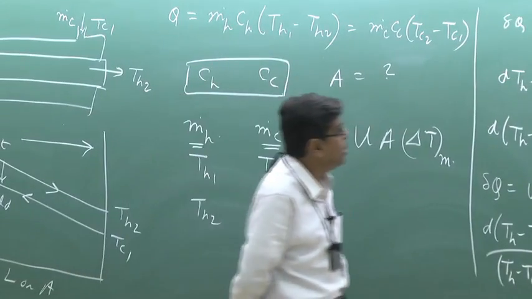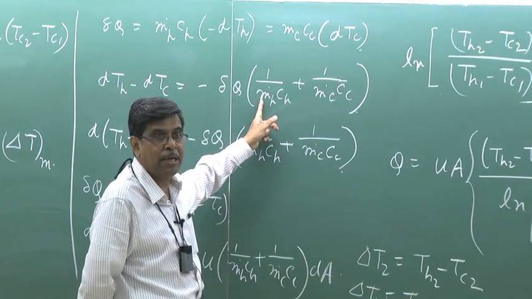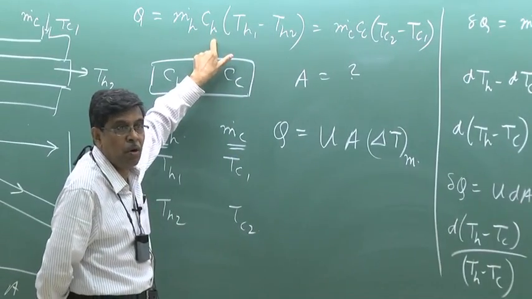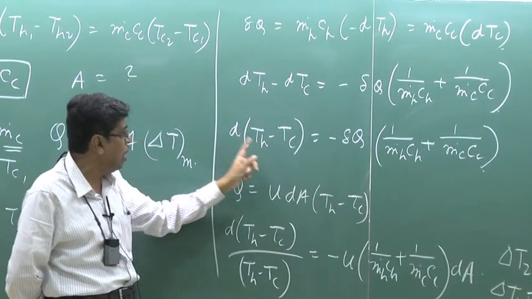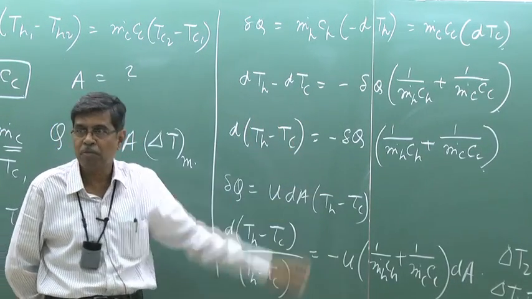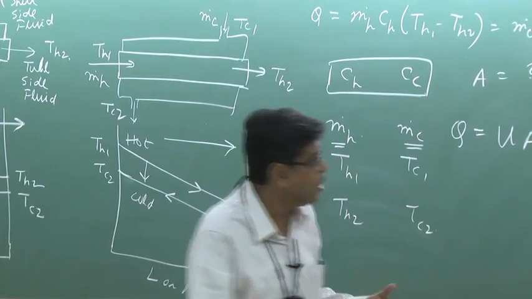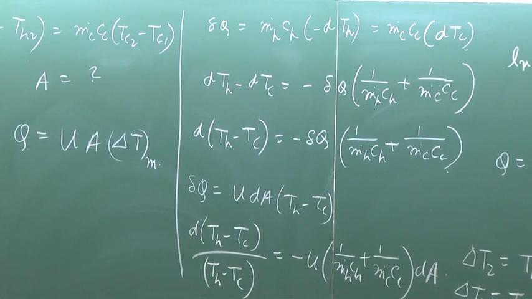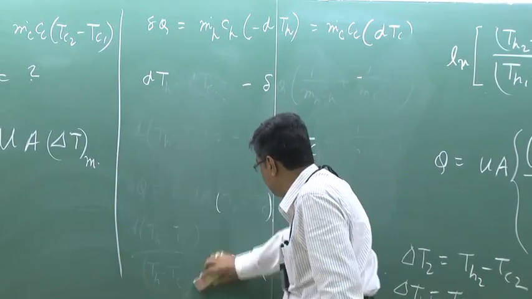So finally, when you substitute this 1 by m dot cCC minus 1 by m dot hCH, because this will come, then you take the same equation. The only catch is that you have to express DTH minus DTC, because it is D of (TH minus TC), hot minus cold. Clear? So this is an assignment, everything I have told, that in a counter flow also you can do the same thing. But now the most interesting part of this equation, very interesting and very important too.